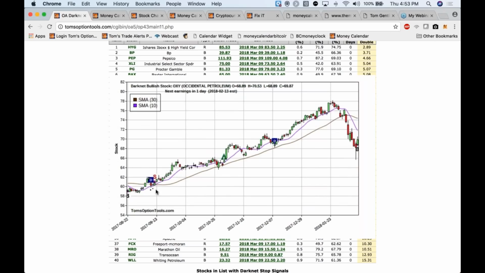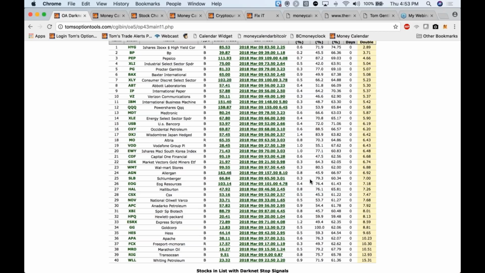There was a buy down here and a sell, and then it got another buy signal here at the beginning of the week. And it just goes on and on and on. Walmart's in here, gold is in here, Altria is in here. I mean, just a little bit of everything.